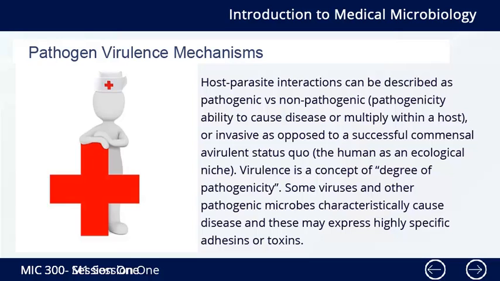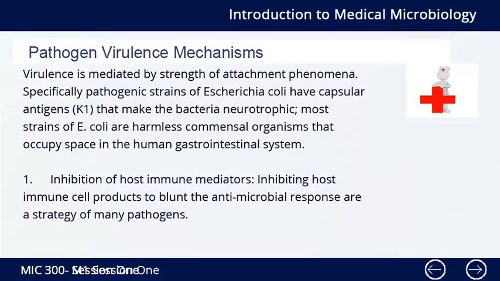Some viruses and other pathogenic microbes characteristically cause disease, and these may express highly specific adhesions or toxins. Virulence is mediated by the strength of attachment phenomena. Specifically, pathogenic strains of Escherichia coli have capsular antigen K1 that makes the bacteria neurotrophic. Most strains of E. coli are harmless commensal organisms that occupy space in the human gastrointestinal tract.